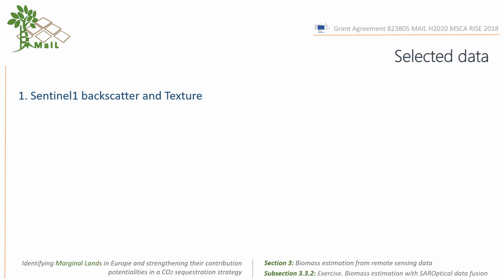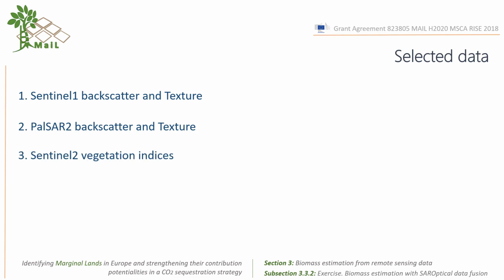The above scientific works have guided in giving consideration to layers from Sentinel-1 backscatter and texture, PALSAR-2 backscatter and texture, which is from the Advanced Land Observing Satellite 2, called ALOS-2, and Sentinel-2 vegetation index, and also auxiliary data, which is very important, like land use or land cover map or digital elevation model.